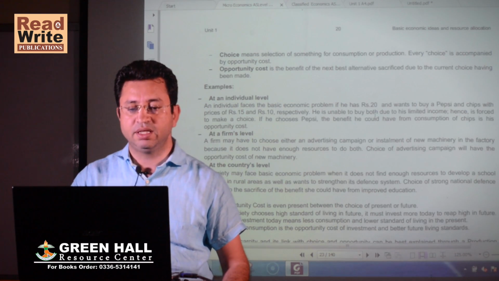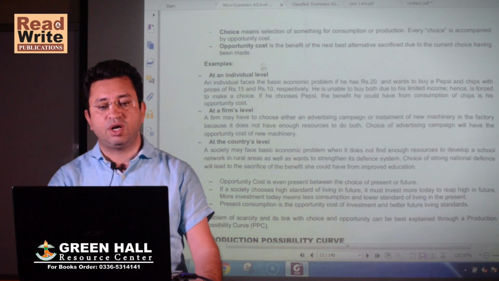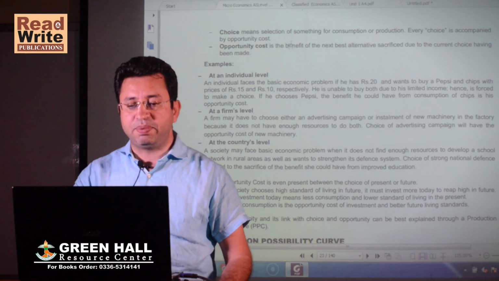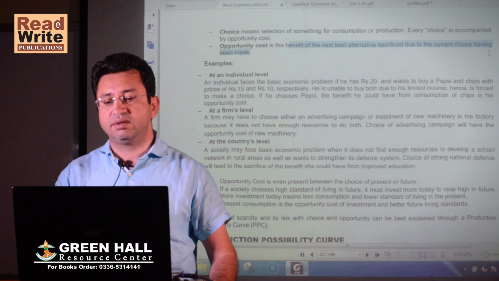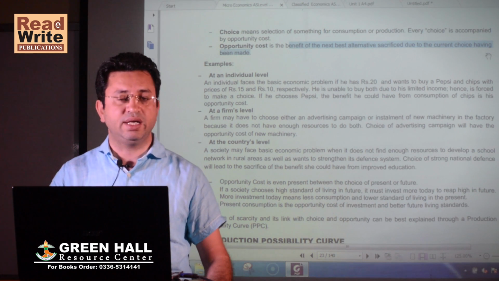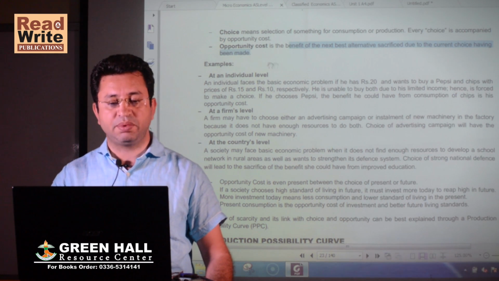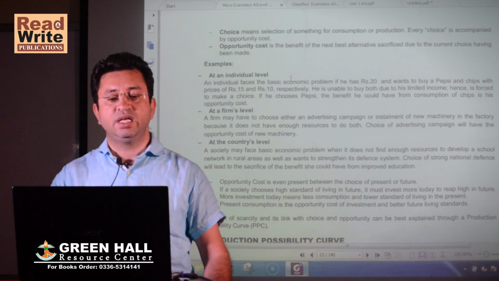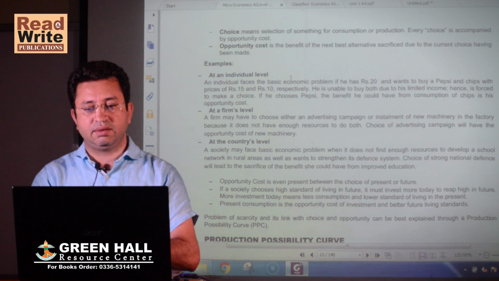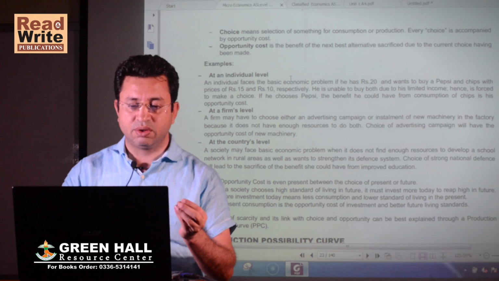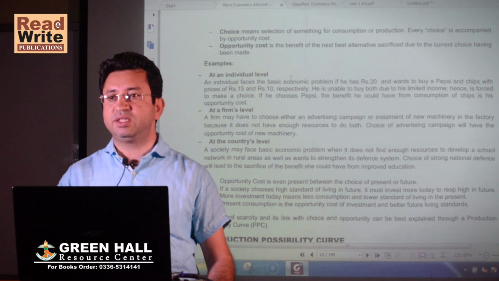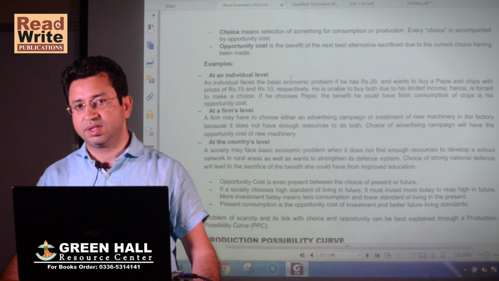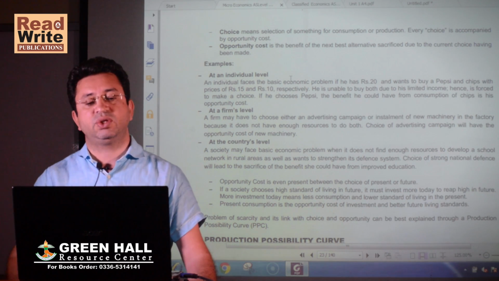Moving on, let's take different examples. Opportunity cost is termed as the benefit of the next best alternative sacrificed for the current choice being made. So, for example, an individual, if you need to buy a chocolate or a Coke and you have the budget limited to only buy one, so if you buy the chocolate, you lose the benefit of Coke. Or if you buy the Coke, you lose the benefit of chocolate.